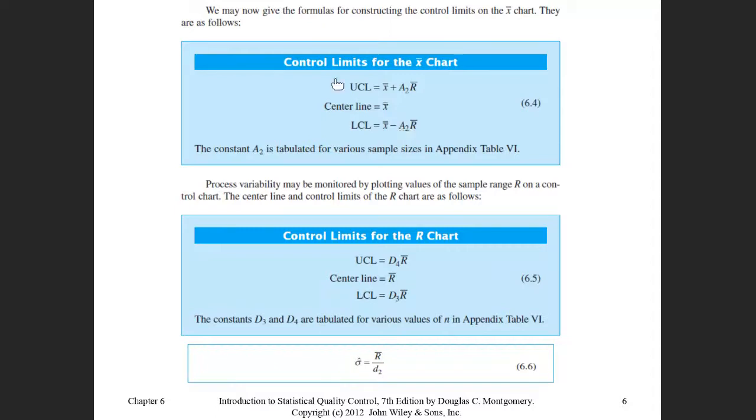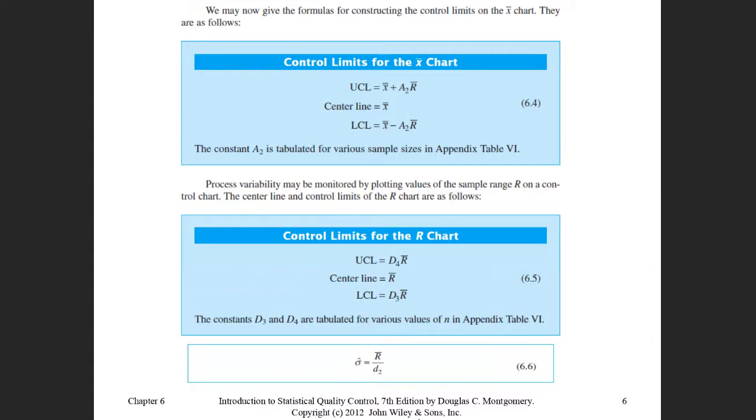In the calculation of X bar R control charts, the upper control limit equals X double bar plus A2 multiplied by R bar. A2 here is a constant. This constant, you get it from a table. This table is designed based on the number of samples, or the sample size, you have.